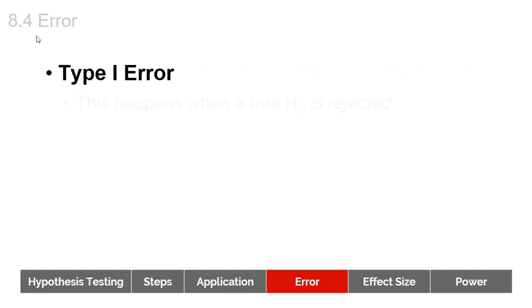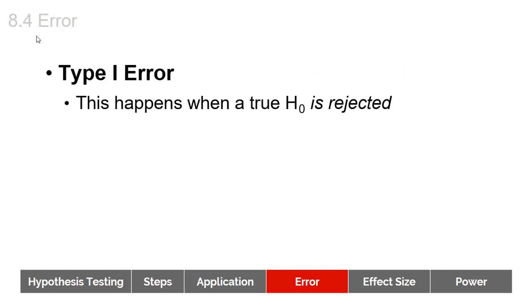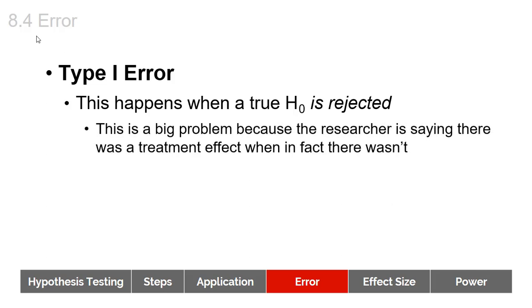So type 1 error happens when a true null hypothesis is rejected. The null hypothesis says that the sample mean and population mean, for example, are the same. We make an error when we reject that, when in actuality that null hypothesis is true. It's a big problem because basically the researcher is saying there is a treatment effect when in actual fact there isn't a treatment effect.